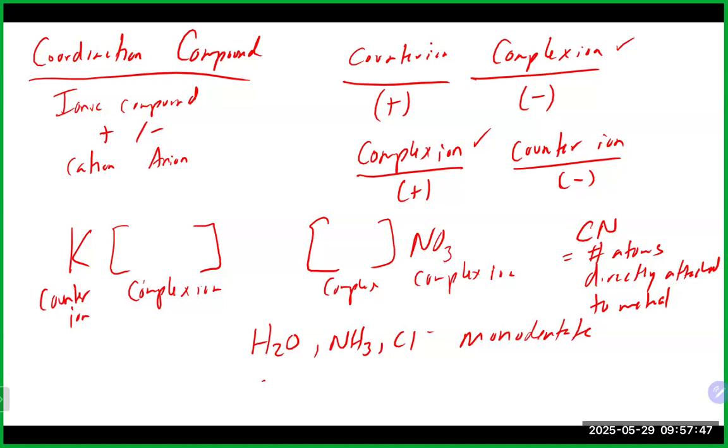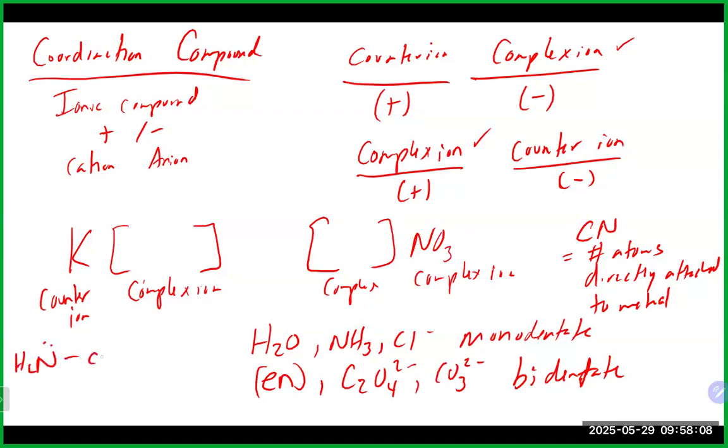There are also some that we talked about. En is an example, oxalate, even carbonate. These are bidentate, which means for every one of those, you can basically get two. So if you took the en, which is this guy here, when it binds to the metal ion, it's going to bind through both nitrogens. And you get basically a 2-for-1 in terms of the coordination number.